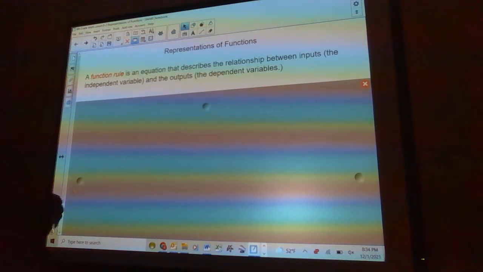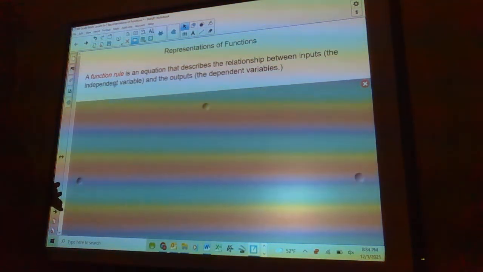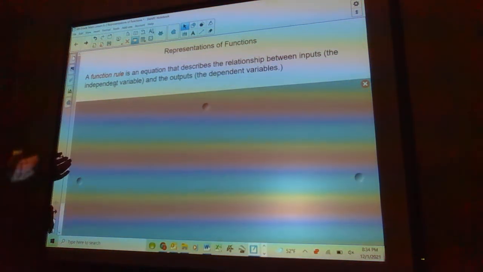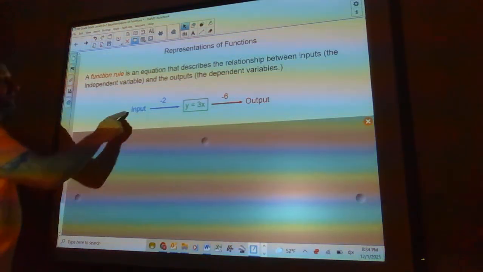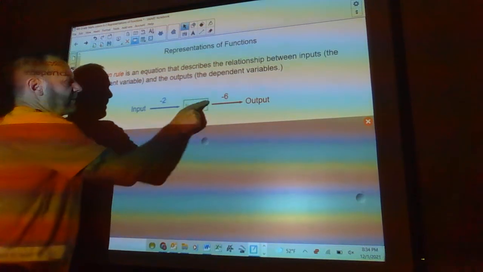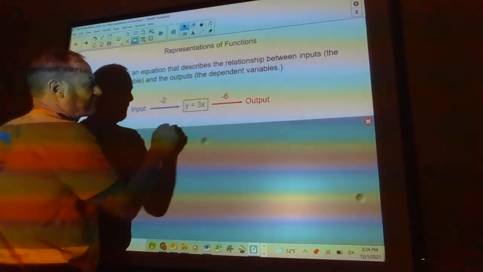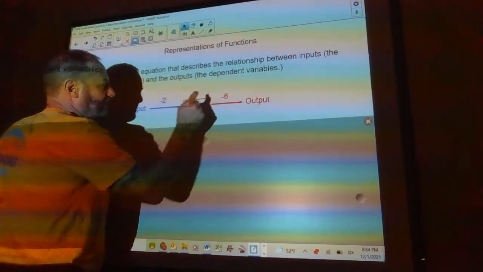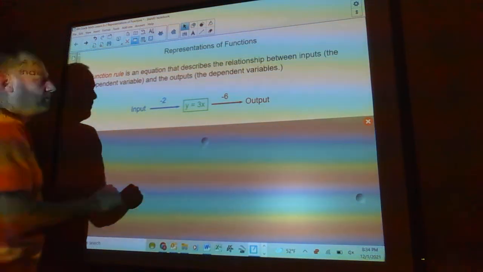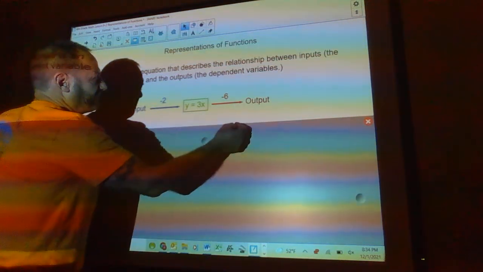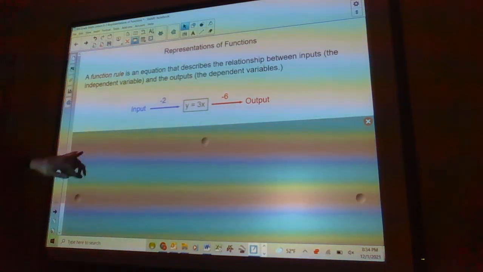Okay, so a function rule is an equation that describes the relationship between inputs, which is the independent variable, and the outputs, which is the dependent variable. So here we have our input is -2. Here's our mapping right here, y equals 3x. So we plug the -2 in for x. We get y equals 3 times -2. That's -6. That is the output. This is the independent variable because I can change it. This is the dependent variable because it's dependent upon whatever I put in for x.